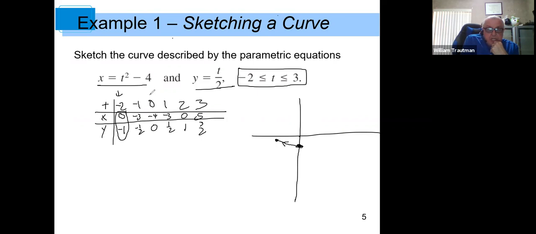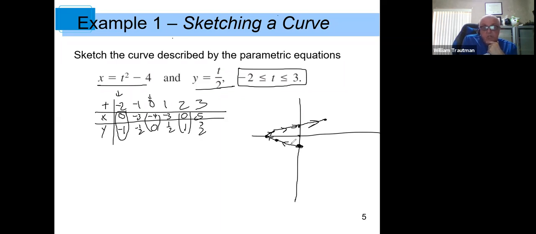So next, t is 0, the coordinate -4, 0 would be about right here. Once again, it's going that way. Then -3, 1/2 would be about right here. And this is turning. Then x is 0, y is 1. We're doing this one now. X is 0, y is 1. And then finally, x is 5, y is 1.5.